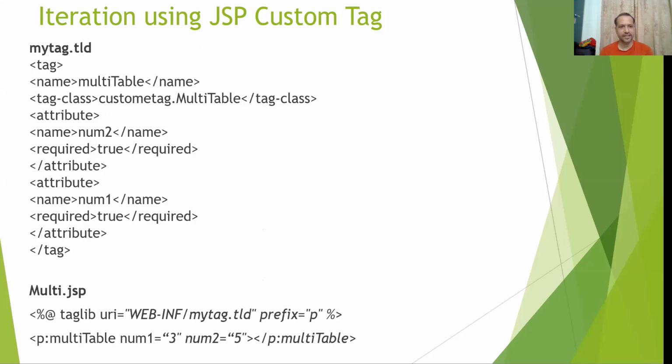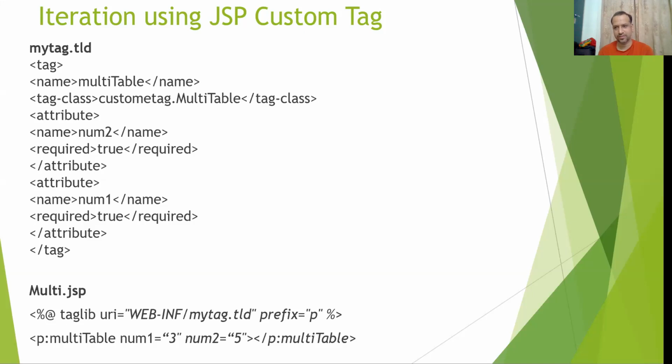Now what is the content of my tag.tld? The name is multi, and the tag class is customtag.MultiTable. That is the location of that particular tag. Now the attribute name is num2 and its value is required. Another attribute is num1 and its value is also required. Now I'm going to use multi-table with num1 as 3 and num2 as 5, which means these are my numbers that are going to be processed.